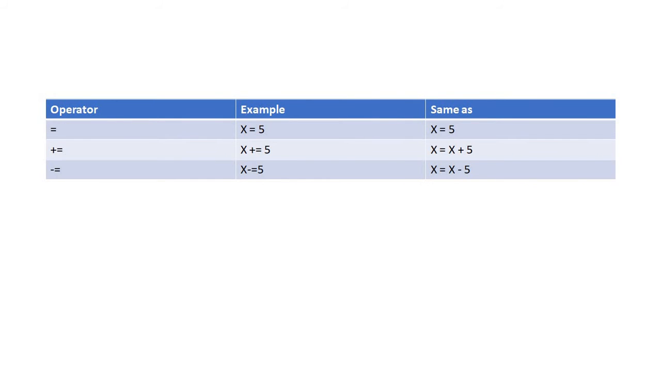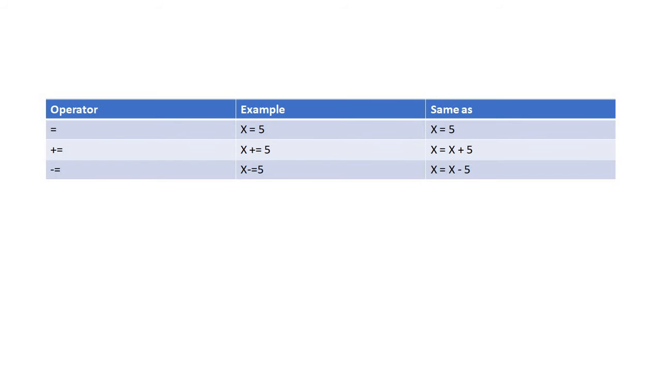Equal to, for example, x equal to 5. It will store value 5 in x. Plus equal to, x plus equal to 5, is the same as x equal to x plus 5. It will add 5 to the value of x.